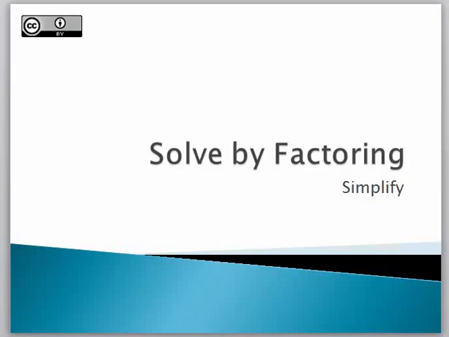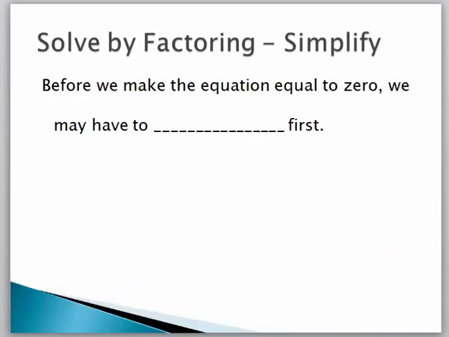In this video, we'll continue our work with solving equations by factoring, but in this case, we may have to simplify before we solve. Before we make the equation equal to 0, we may have to simplify first. Okay, so remember the goal. The goal is to get our equation equal to 0 with the x squared term positive and then factor. But we may have to do some work before we can even get it equal to 0.